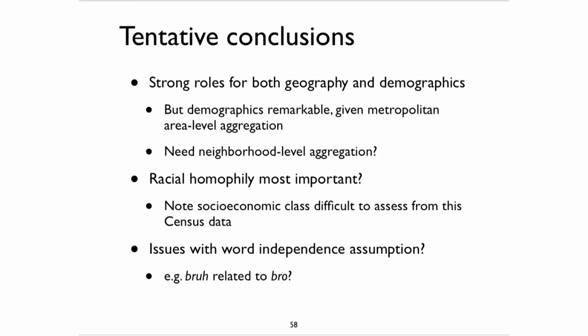So tentative conclusions, this is still work in progress. There seem to be strong roles for both geography and demographics. We're a little surprised to be seeing these demographic effects, given that we're doing metropolitan area level aggregation. It's not just Atlanta; it's Atlanta and all the suburbs of Atlanta. It's not just Chicago, it's Chicago, Joliet, Naperville, I think. These places are pretty far away, right? These are aggregations of counties. So to really get demographic effects, you want to go down to something more like neighborhood levels. We're hoping to look at that in future analysis.